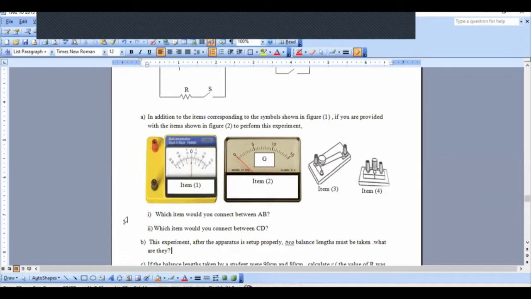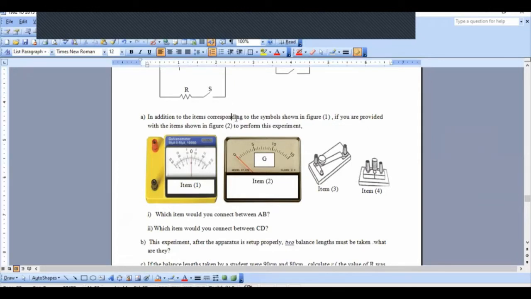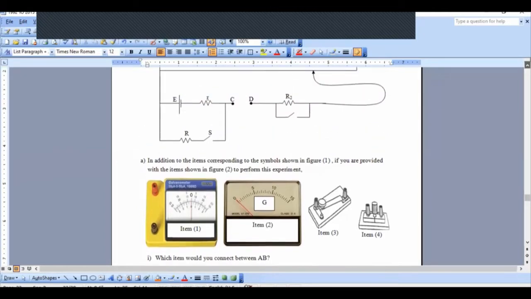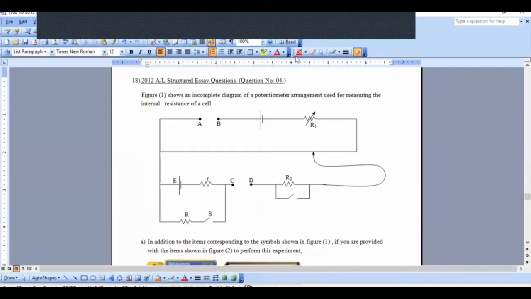Please don't be confused with the S that we have written. I'm talking about this switch S, this one. The first balance length is the balance length when the switch S is kept open. Number two, the balance length when the switch S is kept closed. I have explained this practical last week, right? You must remember the practical. The second balance length is when the switch S is closed.